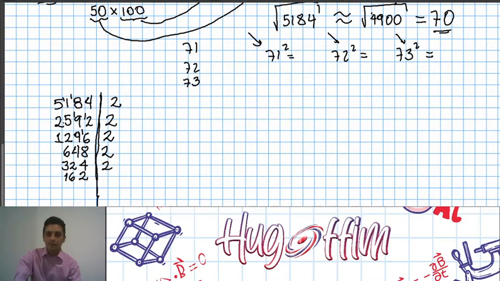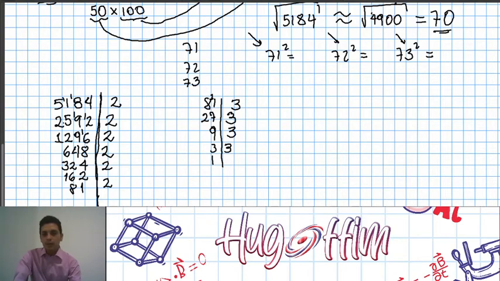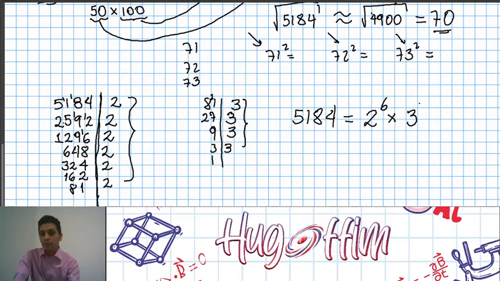Let's do it again. Okay, I hope to have a space. So it will be 8 and 1. Now 81 is not divisible by 2, but is divisible by 3. I'm going to continue here. So third part, 27. Third part, 27 will be 9. Third part, it will be 3. And third part, it will be 1. So I can rewrite my number using prime factorization as 2 to the 6th power times 3 to the 4th power.